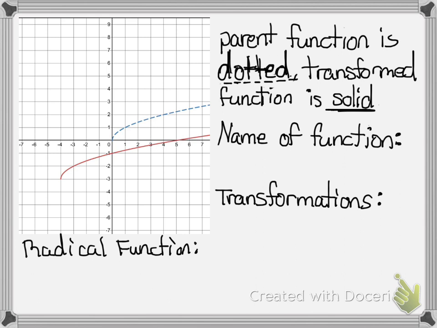So what's the name of this function? Is it square root or cube root? You got it. It's the square root function. And how did you know? Because it makes that R shape. And I'm also going to write what the actual function is, square root of x. All right, now the transformations.